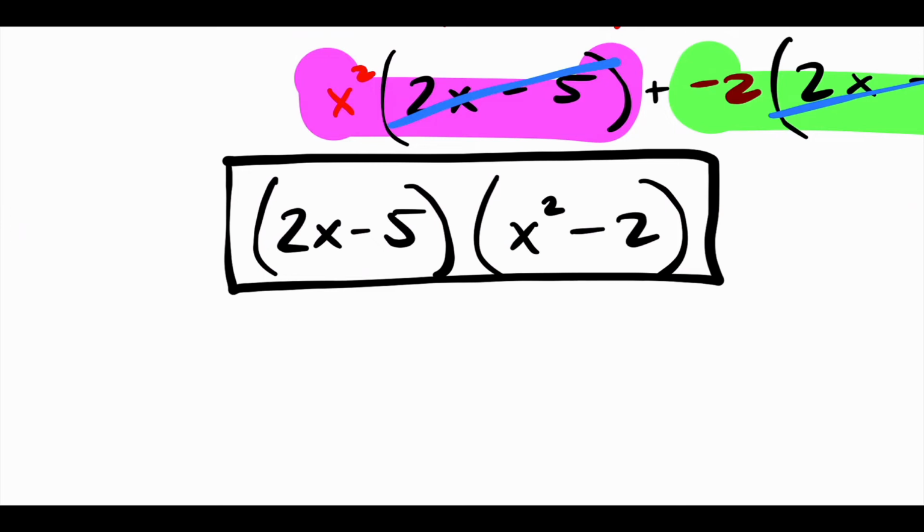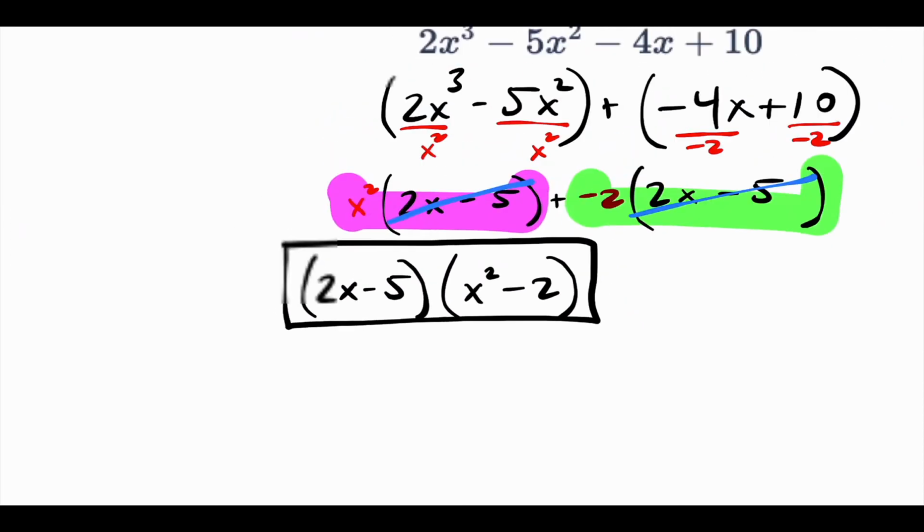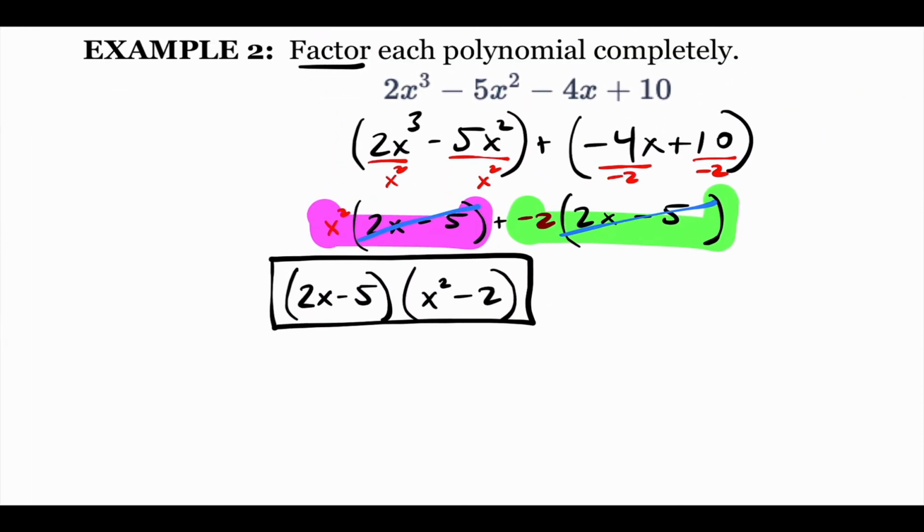Okay, just be careful with that. A lot of times when you see difference of squares, you're like, oh, it's got a squared, it's got a minus, it's difference of squares. No, the numbers have to be perfect squares. 2 is not a perfect square. Okay, so we'll be done there.